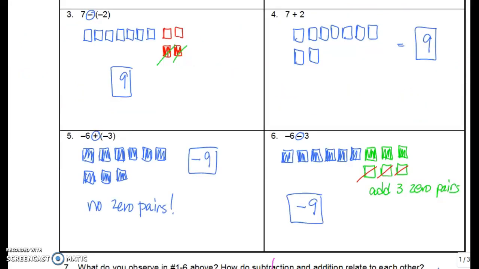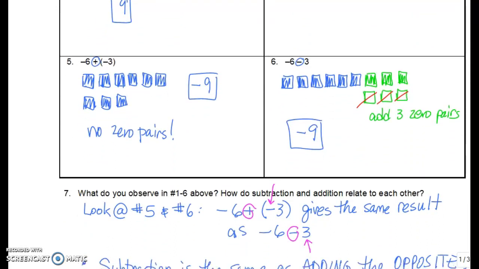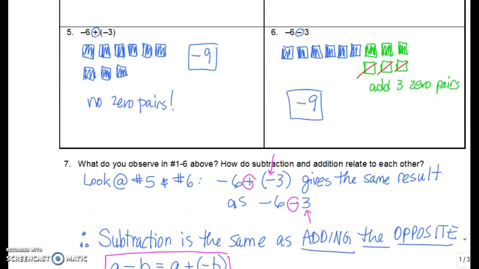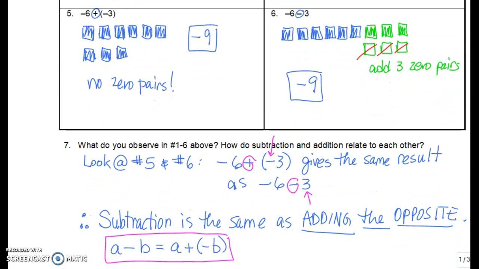Okay, so number 3, the answer is 9. Number 4, the answer is 9. And those two are equivalent expressions. Number 5, the answer is -9. Number 6, the answer is -9 because those two are equivalent expressions. Notice on number 6 and on number 3, I had to add zero pairs. All right, so what you should have noticed, and that's what we just talked about, is those expressions are equivalent. So for number 5 and 6, -6 plus -3 gives the same result as -6 minus 3.